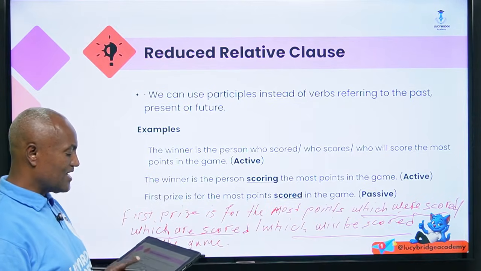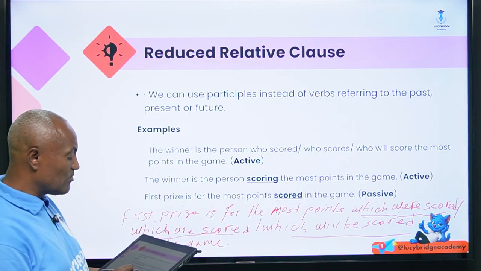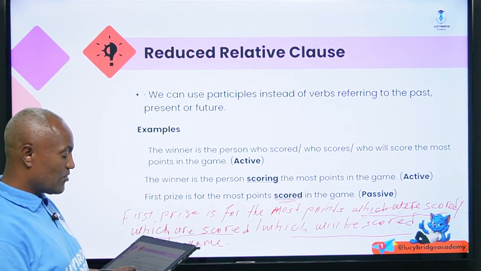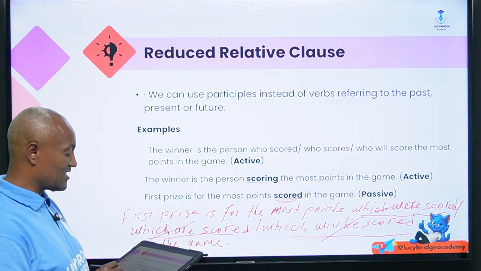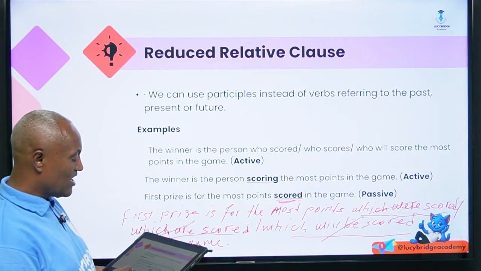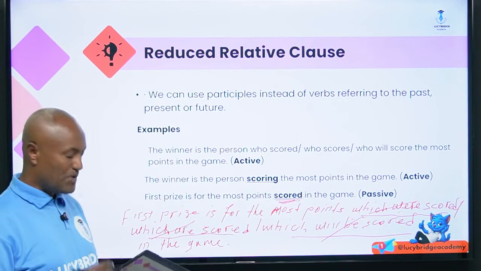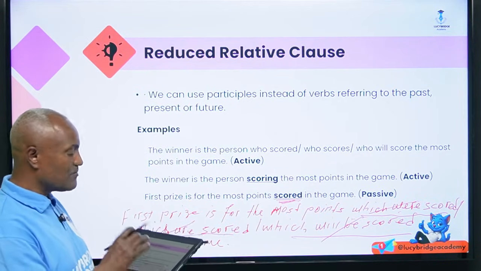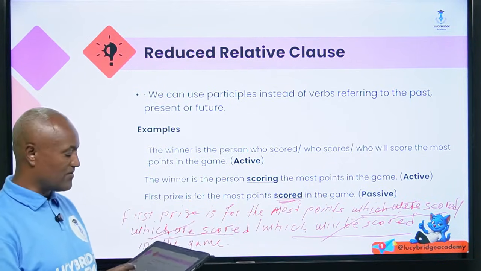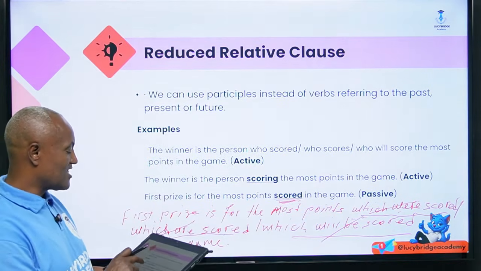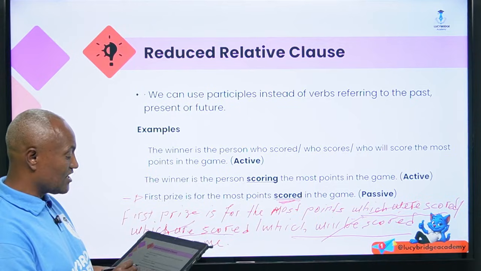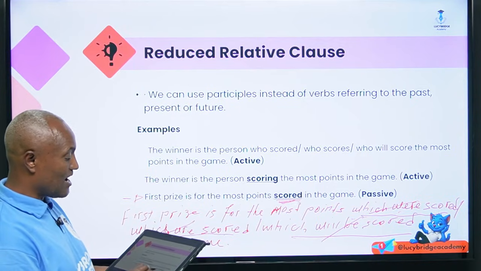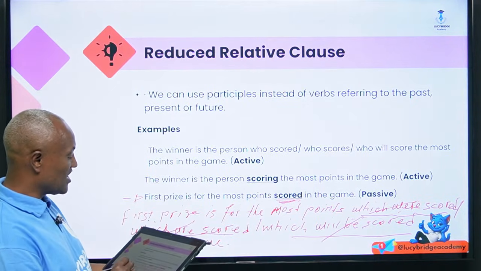Therefore, when we omit this one, it will be changed. We omit which were, which will be, and for present, which are, and then we are left with the past participle. When it is passive, we do like this. This is what you have to remember. Fortunately, when they write, they miss this one, but the answer is this one. Don't forget this. When it is reduced, it will have this type of pattern. But the original sentence is this one.